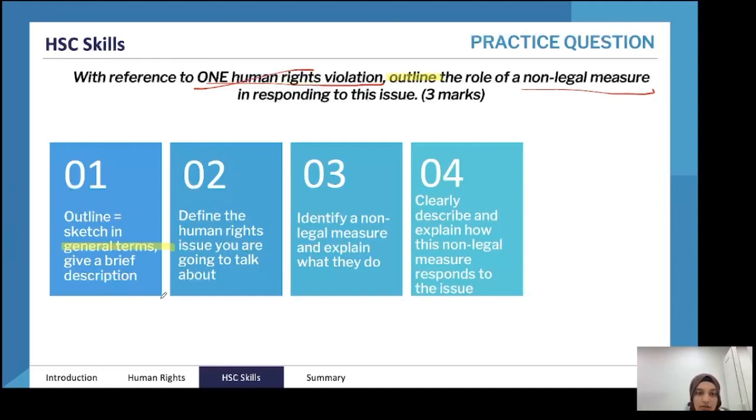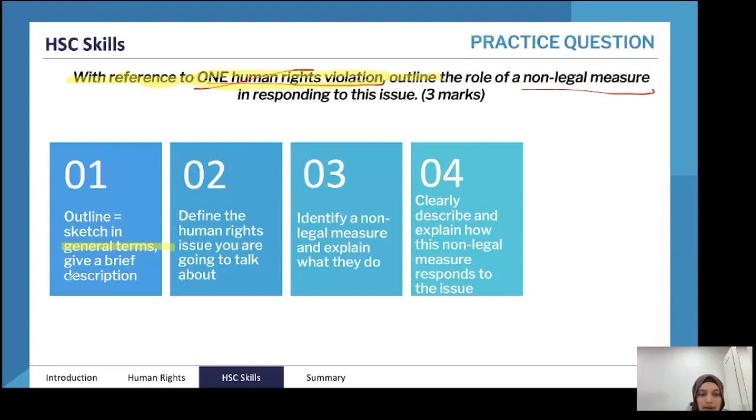So you're not going into too much detail really with it. And you can see that again, it's 3 marks. You're not going to go into heaps of detail. Then the second thing that you want to be able to do is to define the human rights issue that you are going to talk about, because it's asking you to have one specific violation that you're referencing. So have that in mind, right?